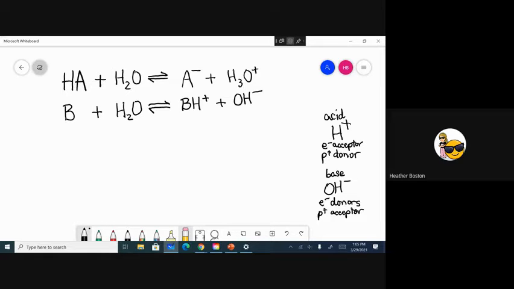So this, in this case, is my base, leaving water to act like an acid. And this is my conjugate acid and my conjugate base. The stronger a base is, the weaker its conjugate will be. The weaker a base is, the stronger its conjugate will be.